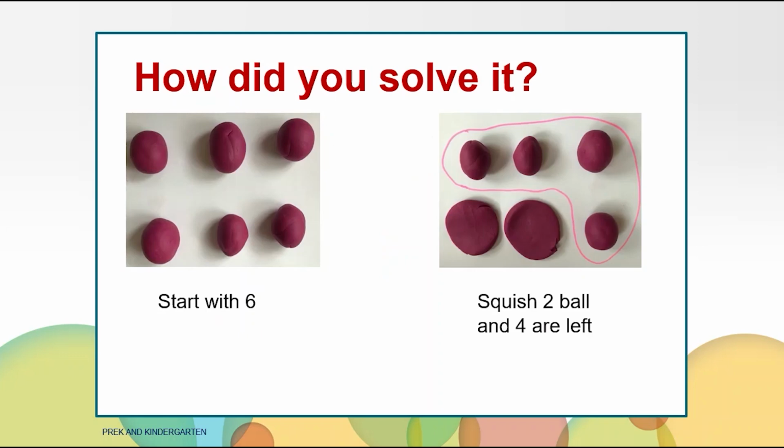We are going to share the ways you might have solved it. Maybe you used PlayDoh. I made 6 balls of PlayDoh because the problem said Ava had 6 eggs. Then I smashed 2 of the balls because the problem said 2 eggs fell and cracked. Then I circled the 4 balls of PlayDoh that were left. Ava has 4 eggs now.